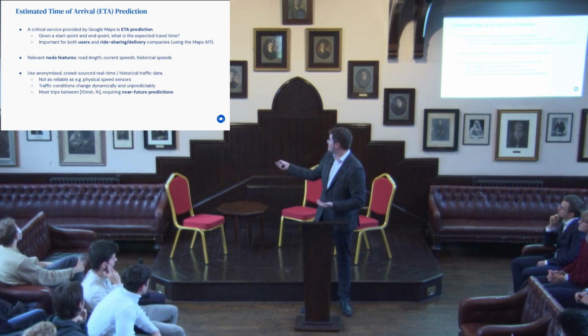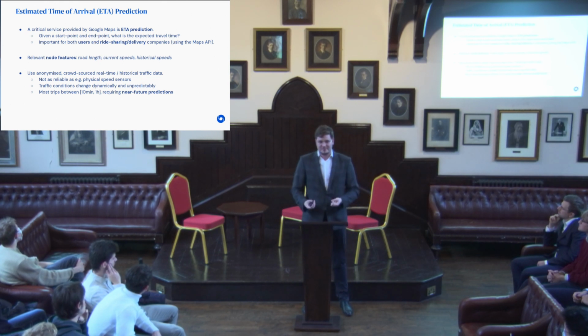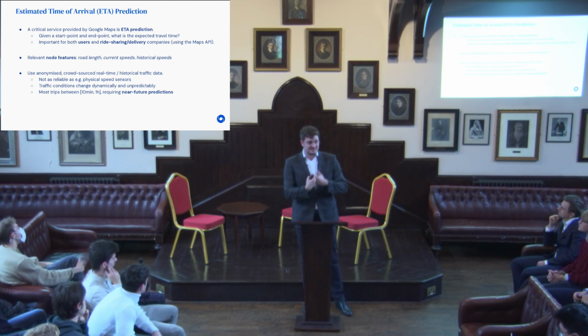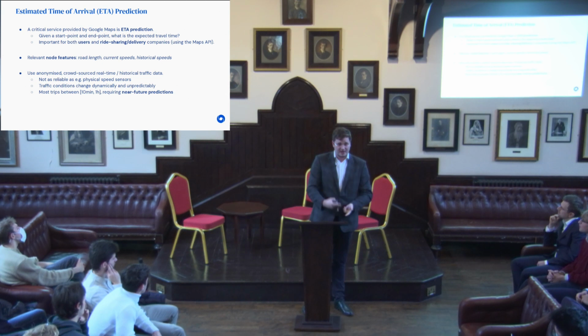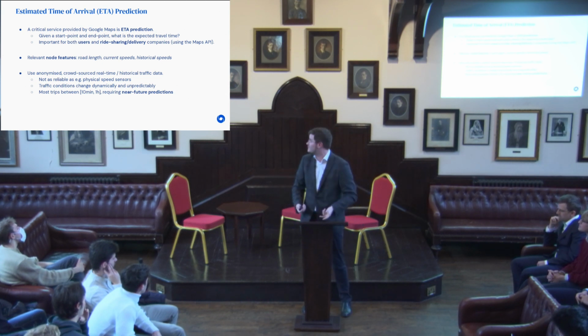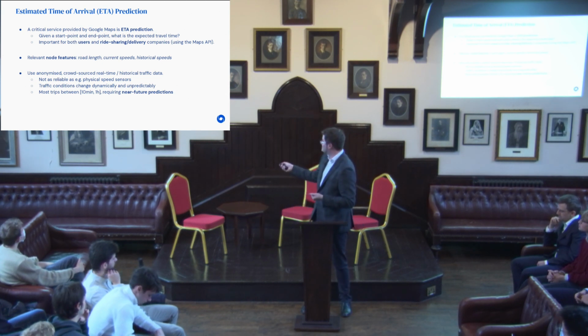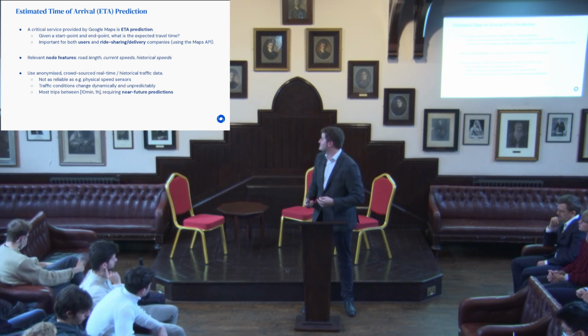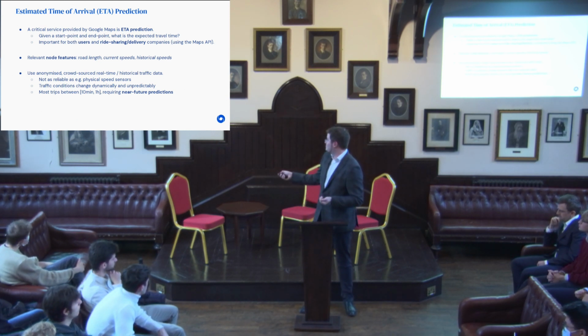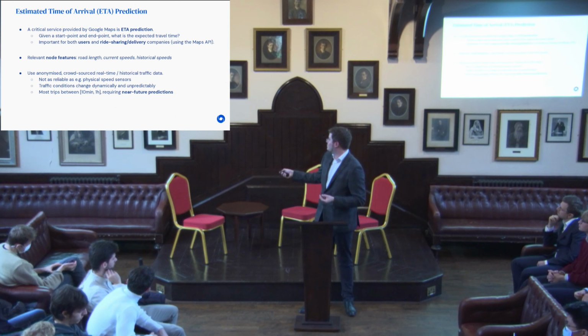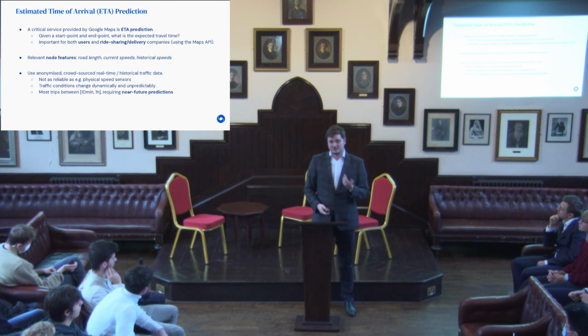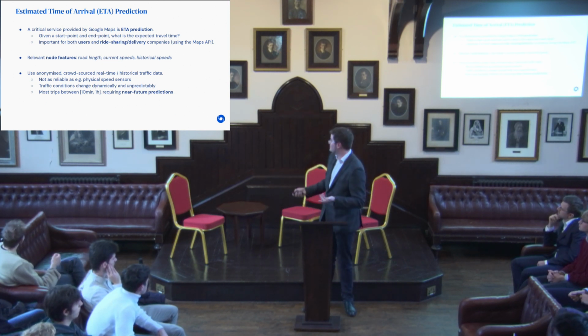Turns out there's a lot of enterprises like ride sharing and delivery companies that rely on Google Maps' API to tell their customers when their food is going to arrive, when their cab is going to arrive, and so on and so forth. So in a way, this actually impacts a lot of users on a daily basis. And there are some interesting node features you can put, like what's the length of the road, what are the current speeds, what have been historical speeds at this time of day, and so on and so forth. And Google Maps has gathered lots of anonymized, crowdsourced, real-time historical data.